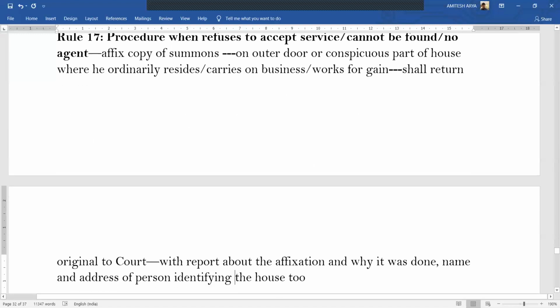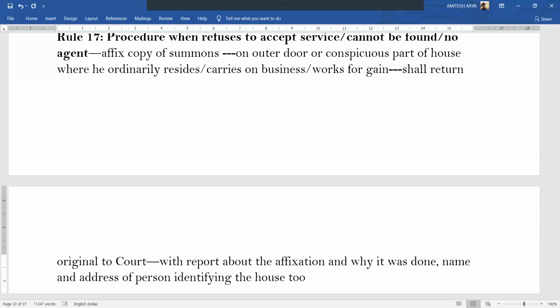Now, rule number 17 says that this is the procedure when there's a refusal to accept the service, or the person cannot be found. No agent is found. Nobody is found. You cannot find any person on whom you can serve the summons. Then you'll take a copy of the summons. You'll go and affix it on the outer door or conspicuous part of the house where that person already resides, carries on business or works, and then you'll go back to the original court.